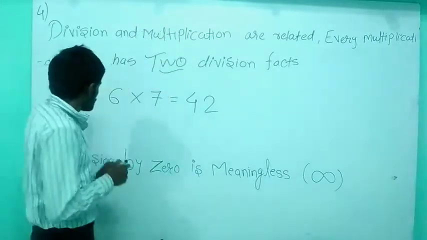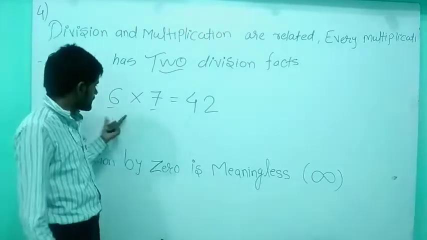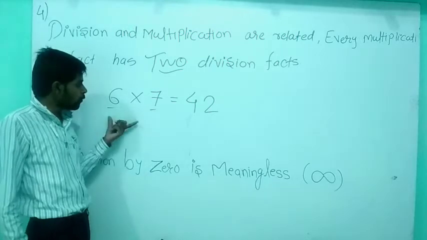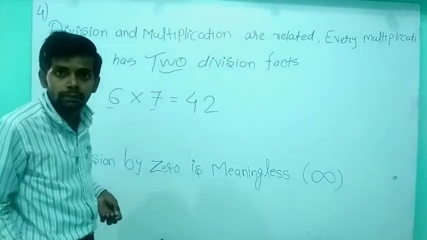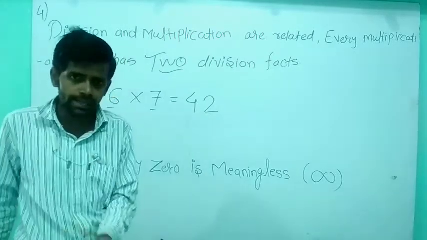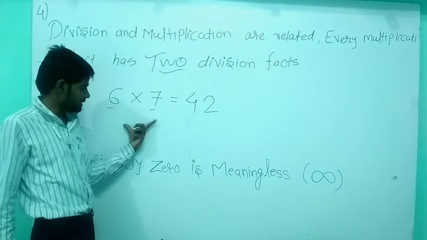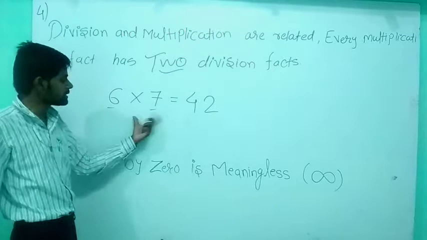Okay, now as you can see here there are two numbers, 6 and 7. मेरे पास दो numbers हैं, that is 6 and 7. Okay, so what is happening here? I am multiplying 6 and 7. मैंने 6 और 7 को multiply कर दिया, then I am getting 42 as a product. Yes, that means the product of 6 and 7 is 42. 42 is the product of 6 and 7.